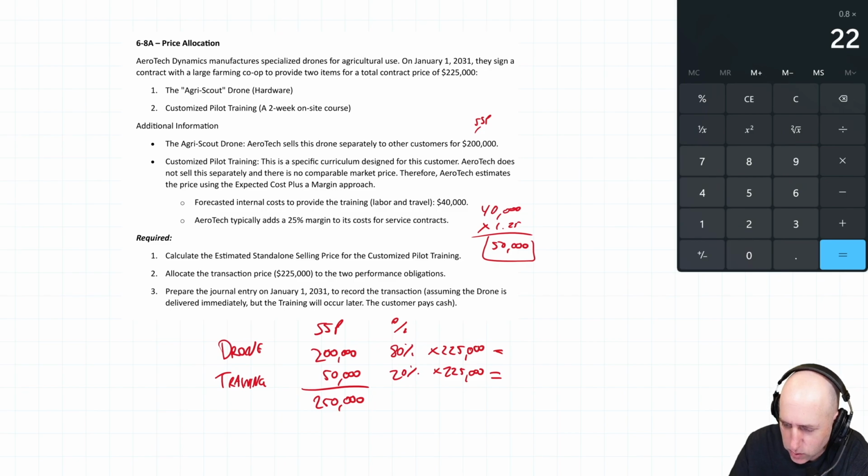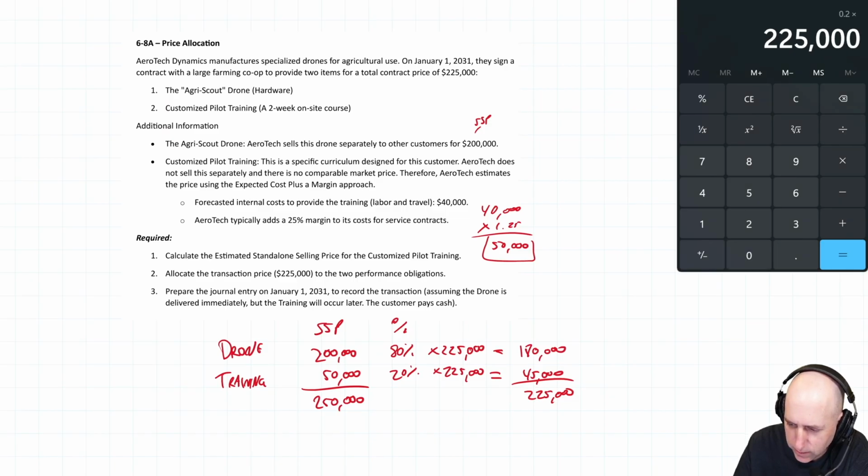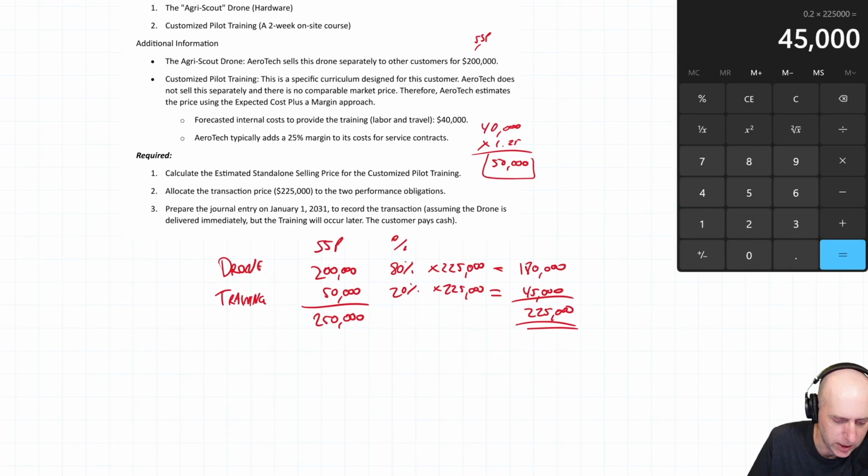0.8 times 225, 180. And this one's got to be 45 because I know it's got to add up to 225. Maybe I'll just recalculate that. 0.2 times 225. Yeah, it's 45. Okay, so I'm going to allocate $180,000 of this purchase price to the drone, and I'm going to allocate $45,000 to the training. There you go. So allocate the transaction to the 2 performance obligations.